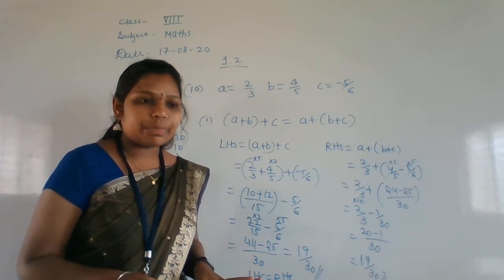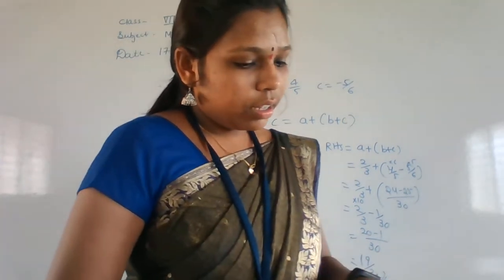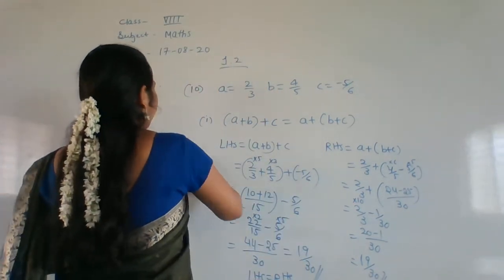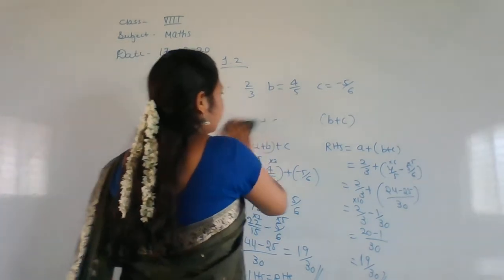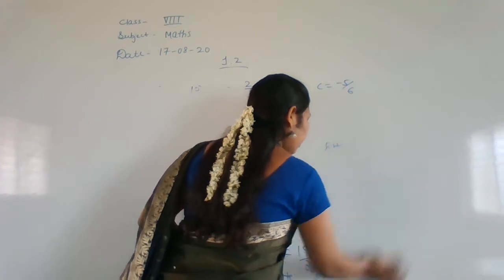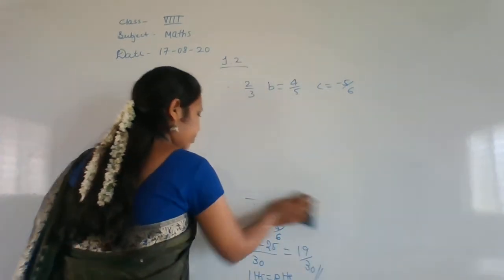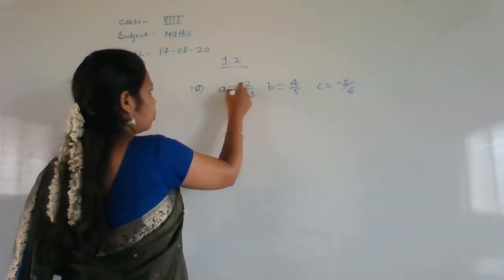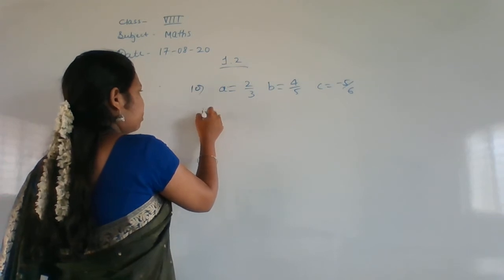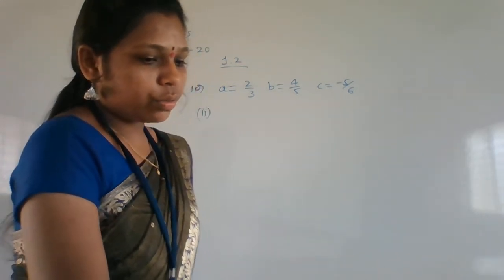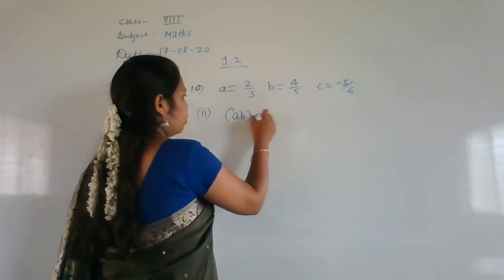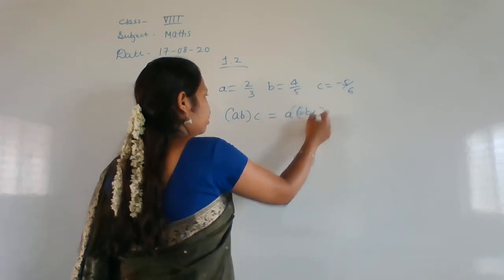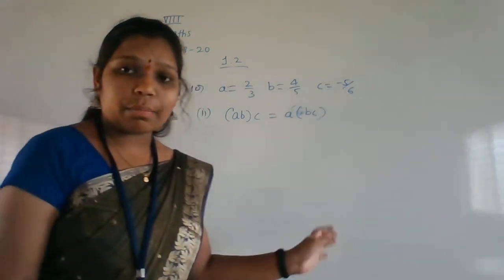Okay. So next one is A into B and C. It is nothing but the associative law in multiplication they have given here. See, this is the 10th one only. A is equal to this much, and this is the second problem. I did the first one now. So now the second one is A into B into C is equal to A into B into C. This is nothing but the associative law in multiplication.